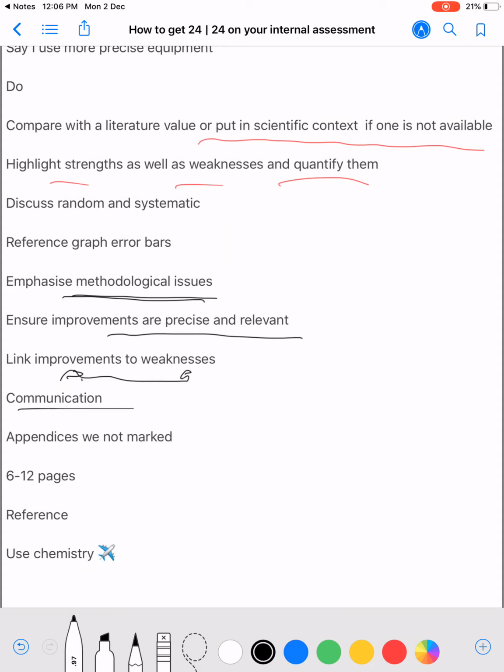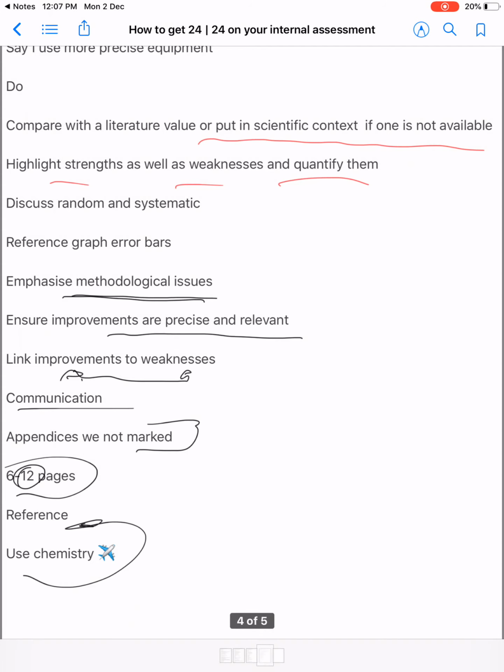In communication, appendices, just put loads. We don't want to see every calculation, just an exemplar for each calculation. The rest can go in the appendix. Loads of data from data loggers, we don't want to see that. It should be between 6 and 12 pages, I'd say closer to 12 than to 6. And you should have lots of chemistry and lots of good references in your IA. Okay, I hope you found that little section useful, and have a look.